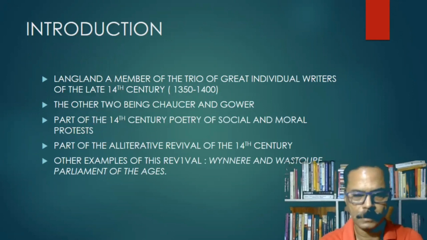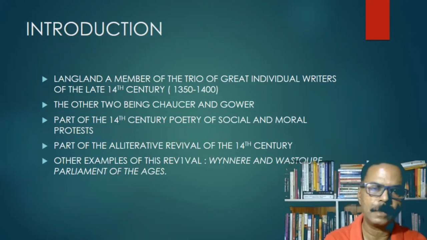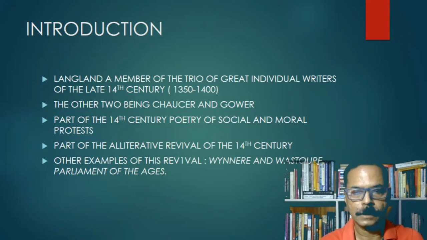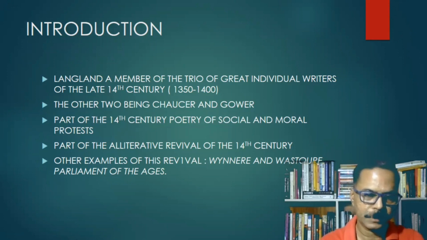As we have already said, in fact we have been repeating this, William Langland is a member of the trio of great individual writers of the late 14th century, that is 1350 to 1400. The other two great poets of the period are Geoffrey Chaucer and John Gower. William Langland has to be studied from two perspectives, actually. Two things are very important in locating William Langland's poetry.